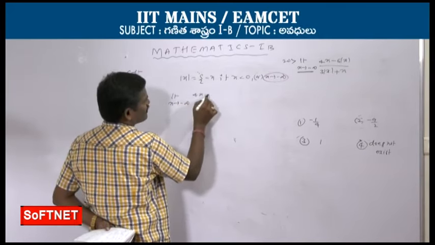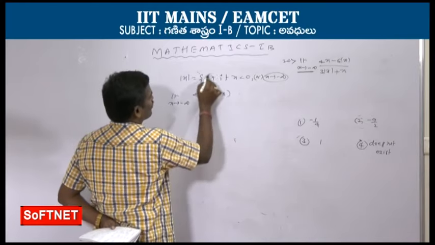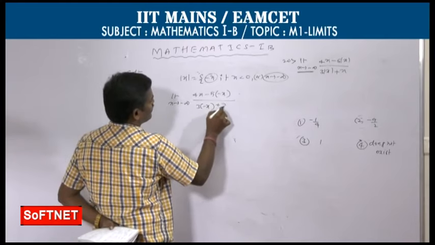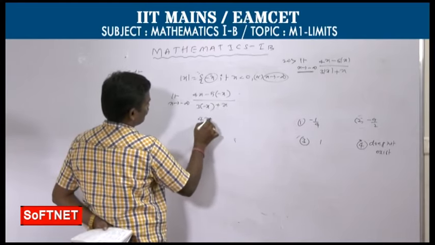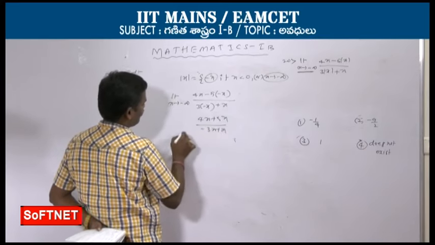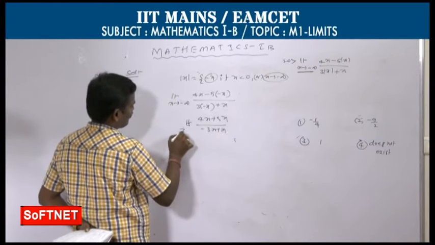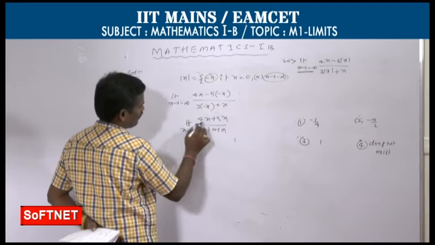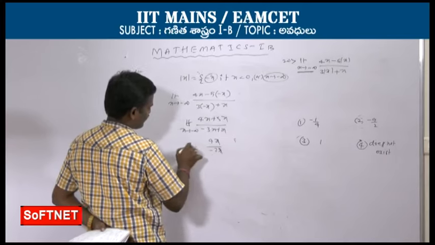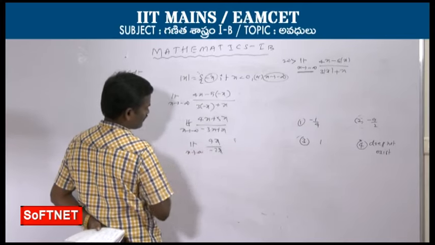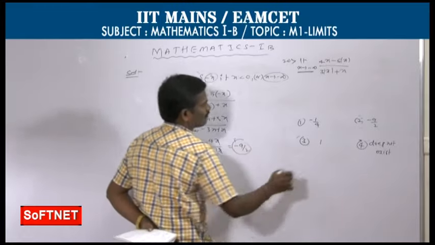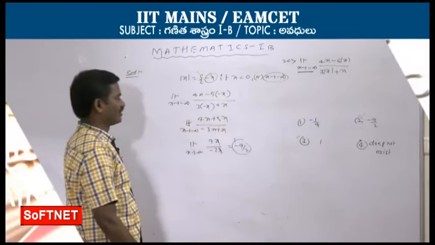For 4x you take, minus 5 of this minus x you take, over 3 times minus x plus x. So here 4x plus 5x over minus 3x plus x. The limit as x tends to minus infinity of 9x over minus 2x, the x cancels, so it is minus 9 by 2. So minus 9 by 2 is the correct answer. The second option is the correct answer.